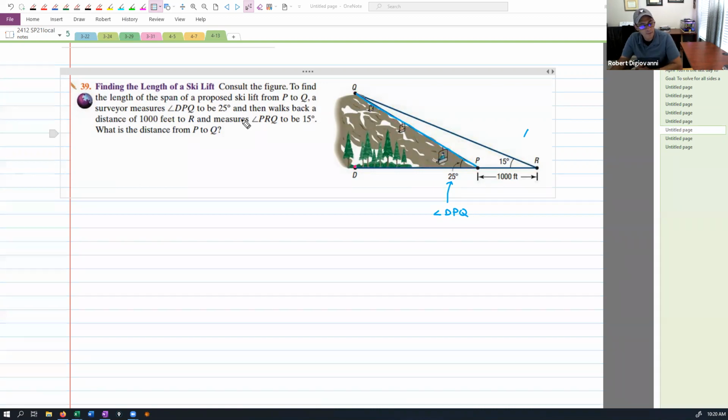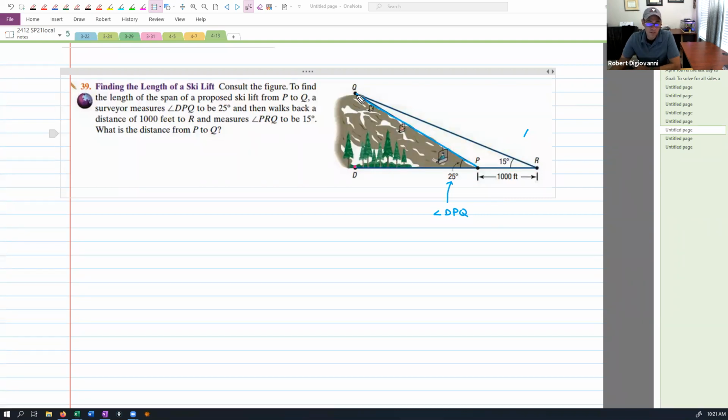Okay, so they find that to be 25. And then the surveyor walks back 1,000 feet and measures the angle from R to Q to be 15 degrees. What is the distance from P to Q?